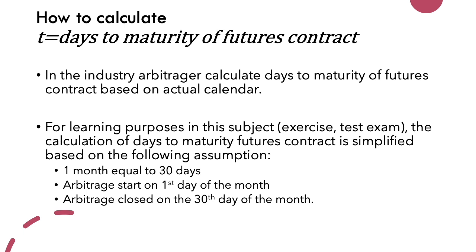So how do we calculate T, which is days to maturity of the futures contract? In the industry, arbitragers calculate days to maturity of the futures contract based on the actual calendar.